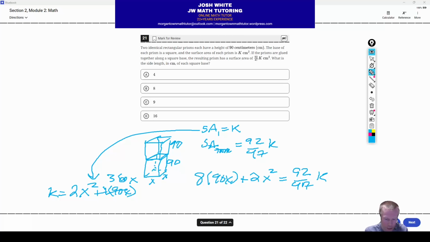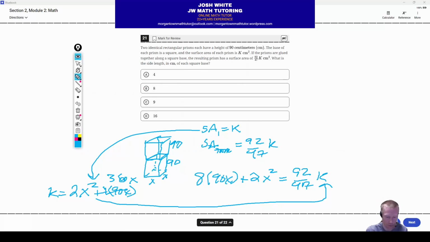So now what we can do is go ahead and solve because we have two equations with two unknowns. Okay, we have x's and we have k's. So what you do is you take this expression, you substitute it in for k over here, and then we can simplify and solve it out. And we'll actually just use Desmos to solve it. So, for example, we get 720x, I'm just distributing, okay, plus 2x squared equals 92 over 47. And now for k, it is 2x squared plus 360x.